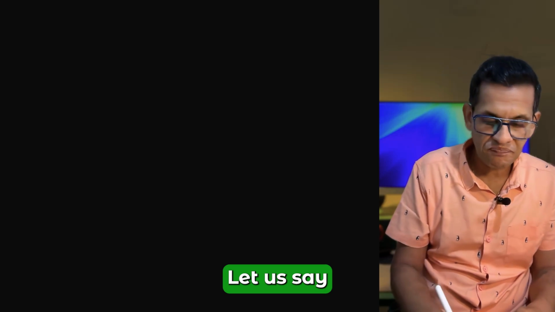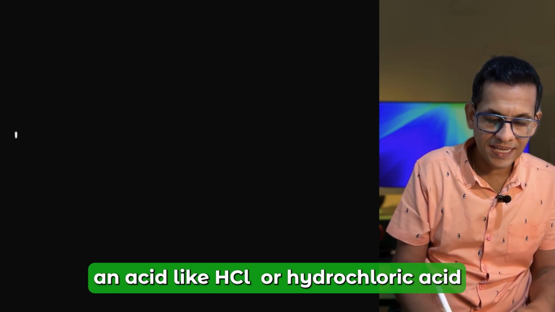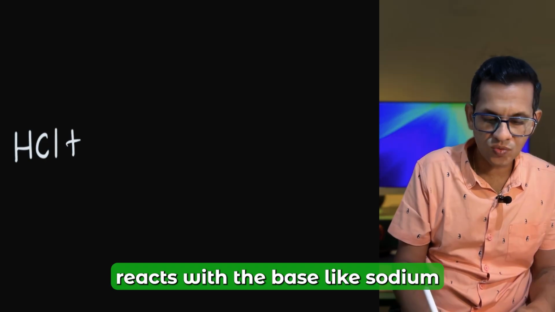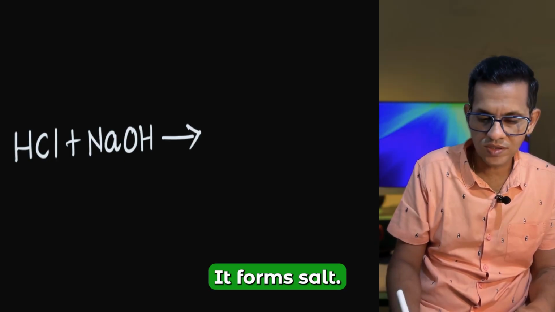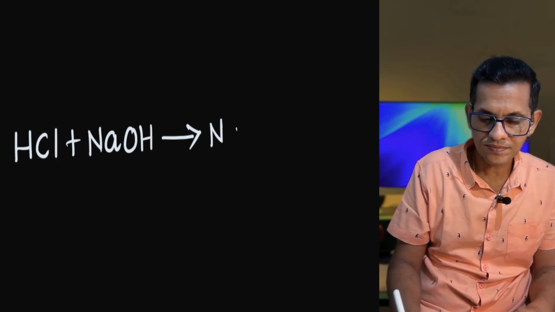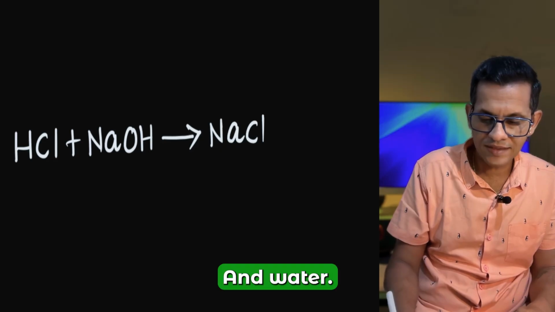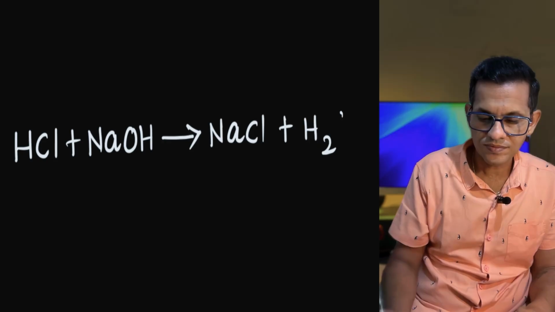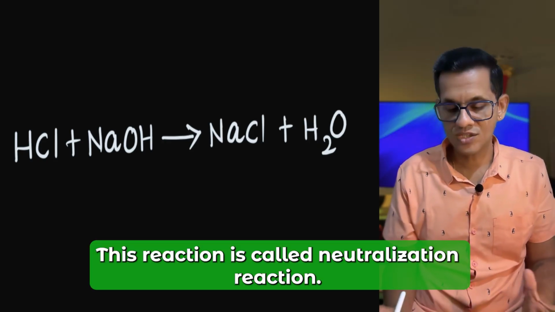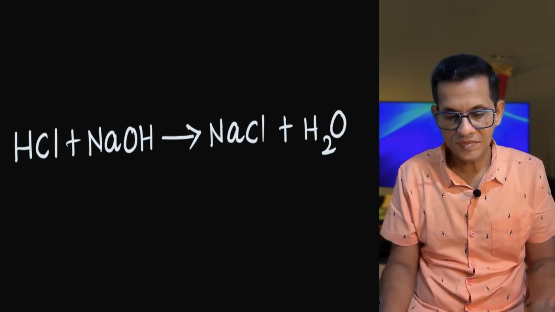So we can take an example. Let's say an acid like HCl or hydrochloric acid reacts with a base like sodium hydroxide. It forms salt and water. This reaction is called neutralization reaction.